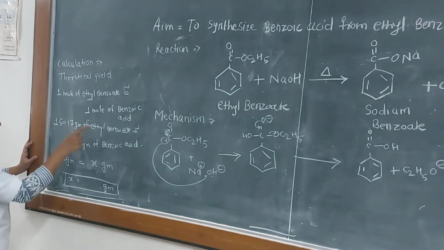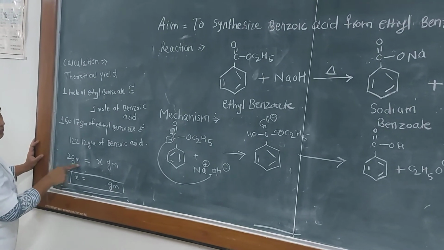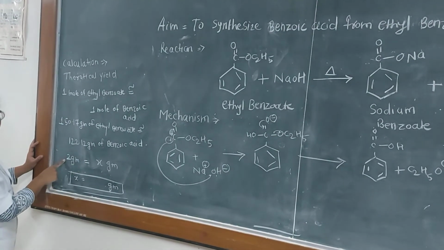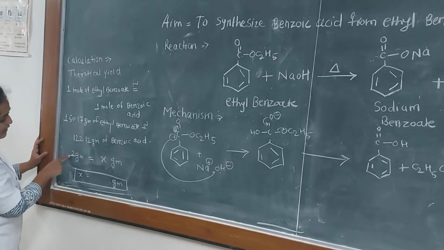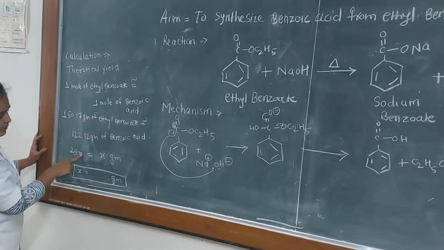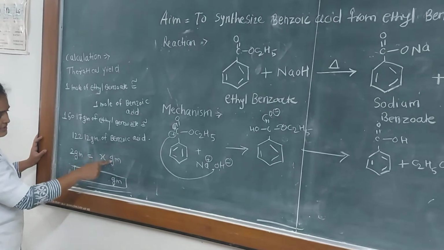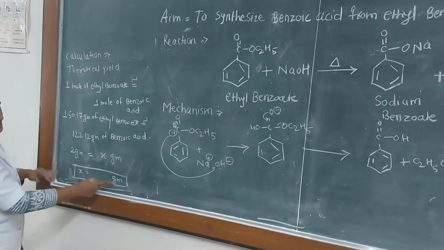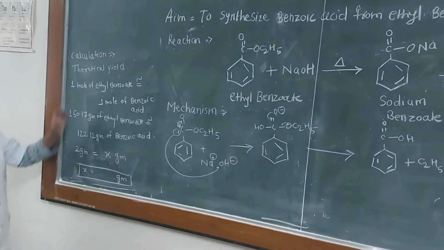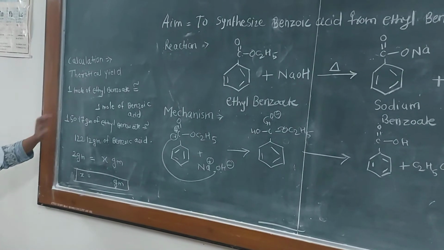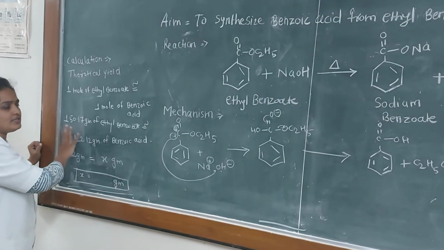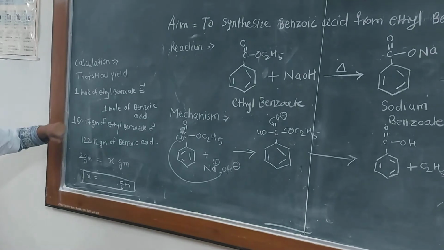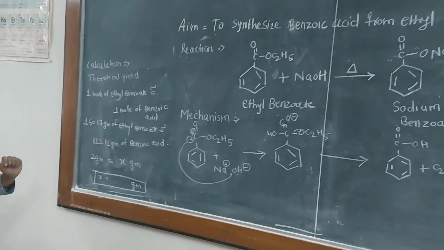Then in your experiment you have to take 2 gram of ethyl benzoate. That's why I am writing here 2 gram of ethyl benzoate is equal to X. Then cross multiplication gives X. This is the theoretical yield. Then calculate the practical yield and percentage yield. Percentage yield is practical yield divided by theoretical yield, times 100.